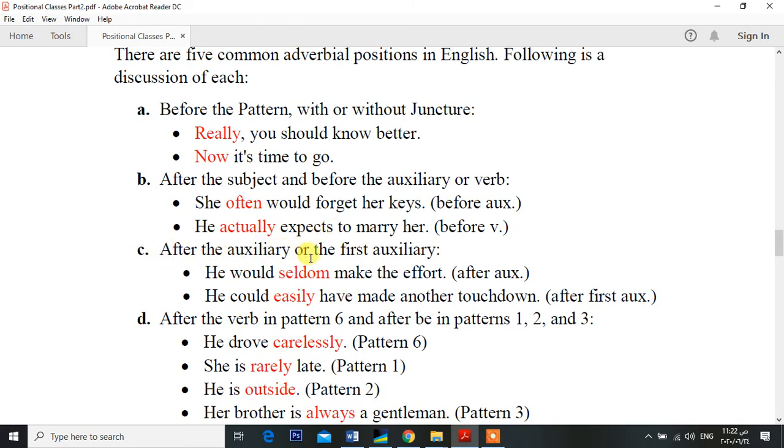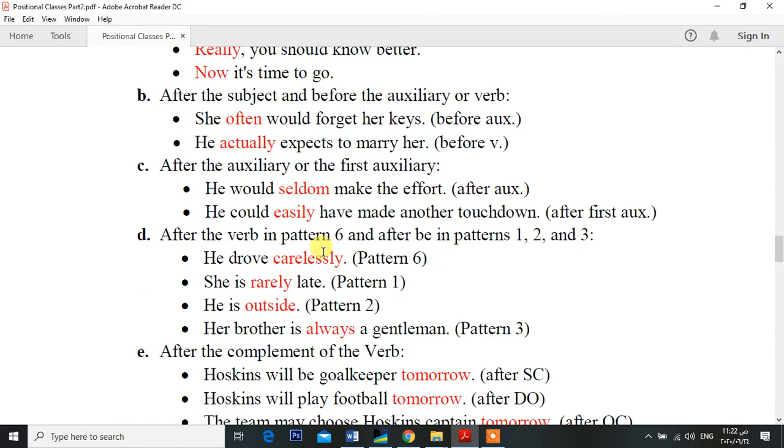C, after the auxiliary or the first auxiliary. He would seldom make the effort, after the auxiliary. Here we have an auxiliary and a verb, and the adverbial comes after the auxiliary. The second one: he could easily have made another touchdown, after the first auxiliary. Here we have two auxiliaries and it comes after the first auxiliary. He could is the first auxiliary, then comes the adverbial, then the second auxiliary.